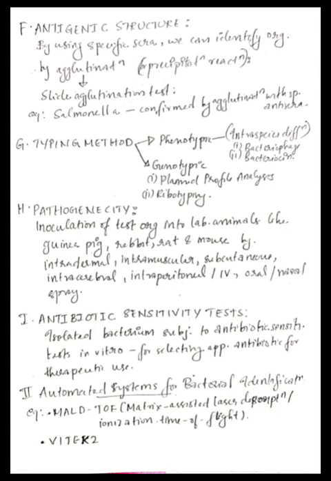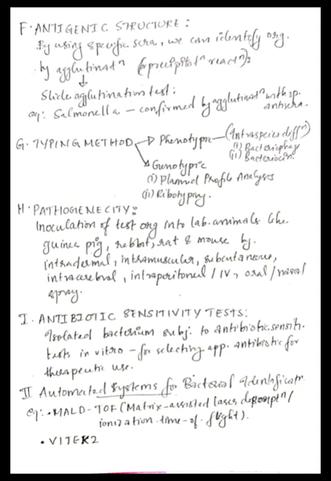Now we can go to pathogenicity. Pathogenicity testing means inoculation of the test organism into lab animals like guinea pig, rabbit, rat, mouse, etc., by intradermal, intramuscular, intravenous, intracerebral, intraperitoneal, oral or nasal spray routes. Then next we can go to the antibiotic sensitivity test. The isolated bacterium is subjected to antibiotic sensitivity test in vitro for selecting the appropriate antibiotic for therapeutic use.